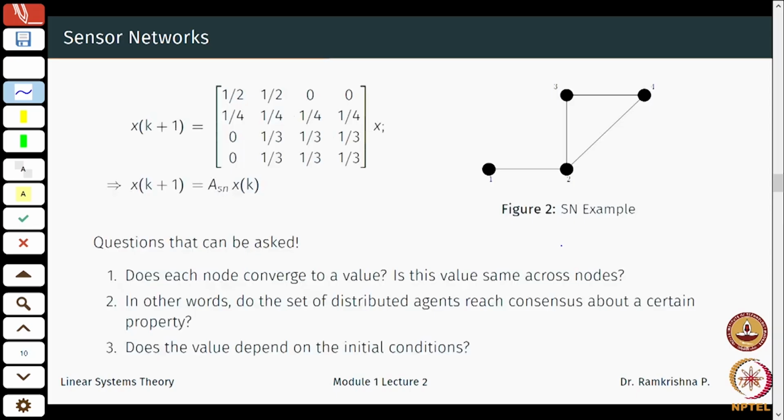Okay. Now, what after this? What am I interested in? Does each node converge to a value? Is the value the same across all nodes? What does that mean? Do the set of agents reach a consensus about a certain property, about a temperature or humidity, or maybe in some sense even in social dynamics, say some opinion building? Now, does that value depend on the initial conditions? What does it mean about convergence? Does it converge to a value?